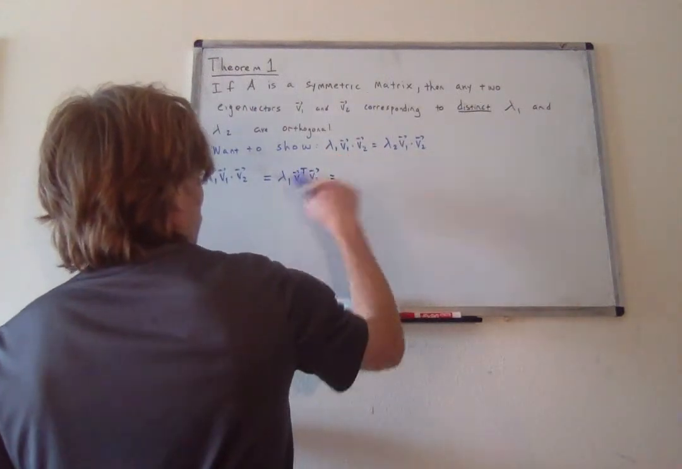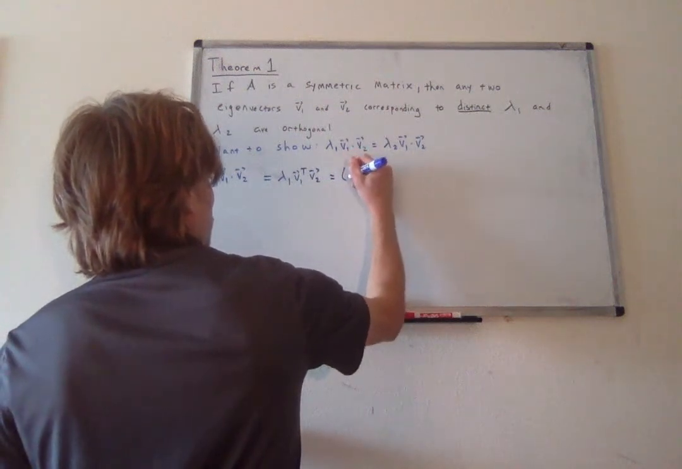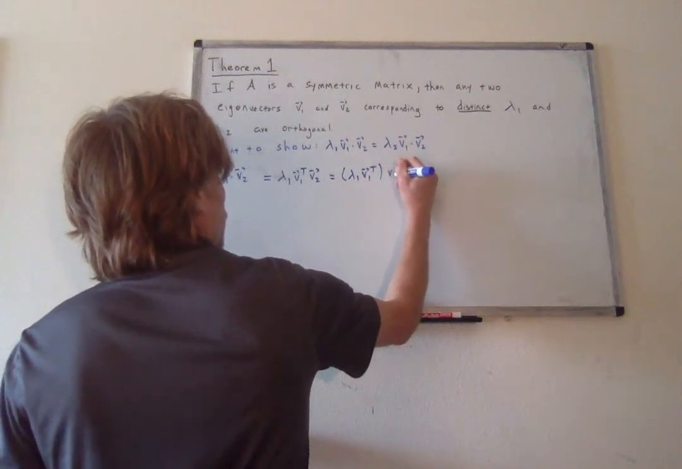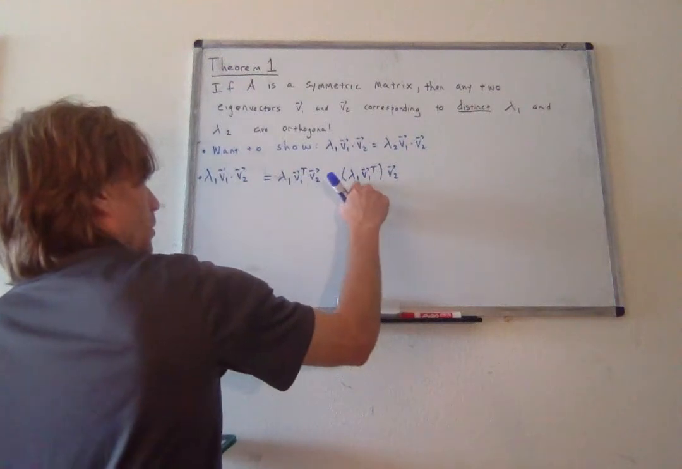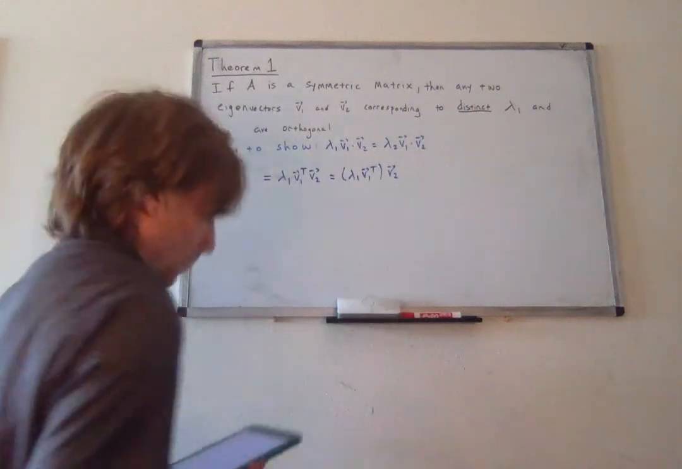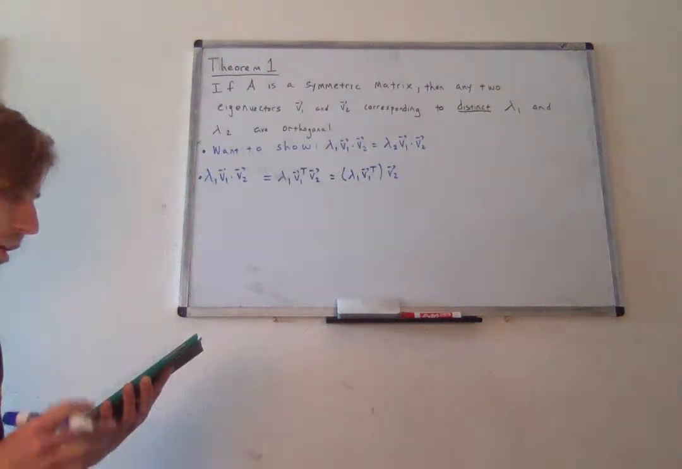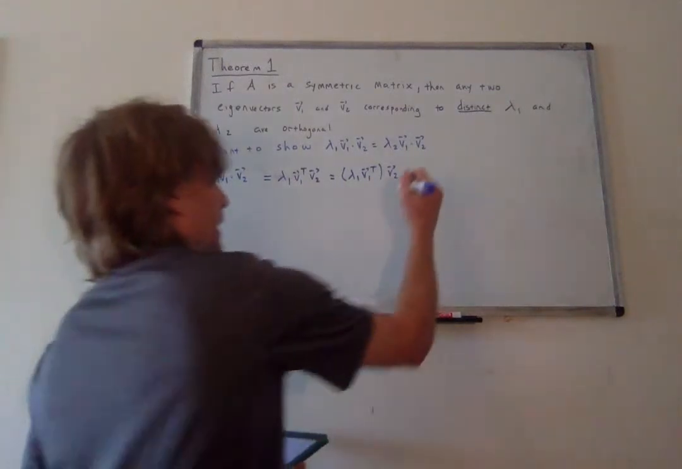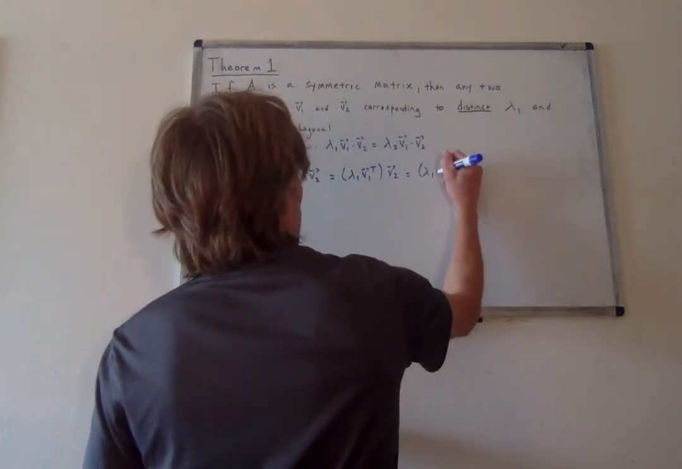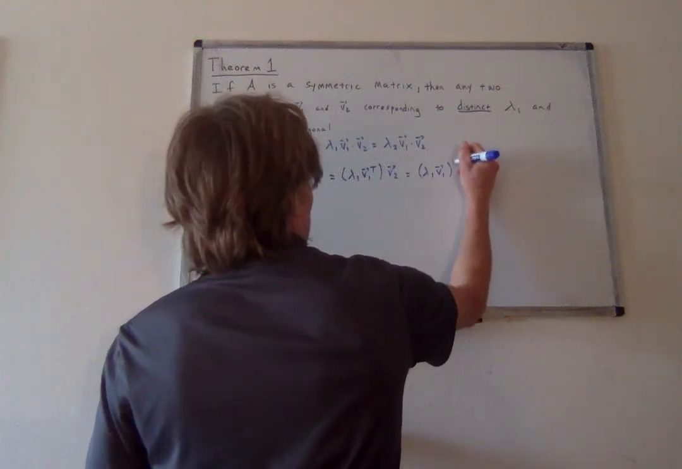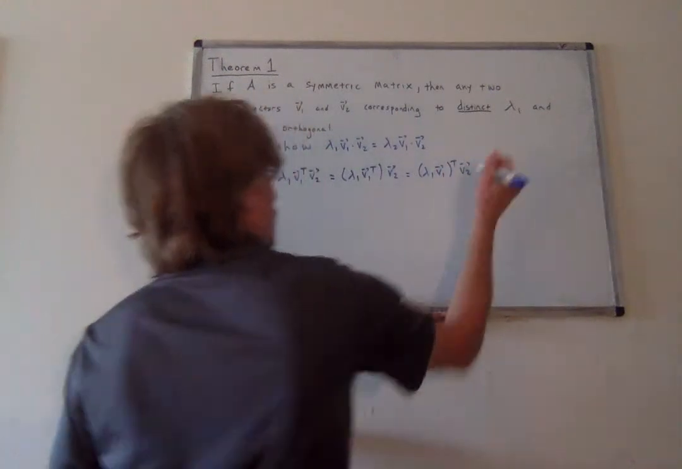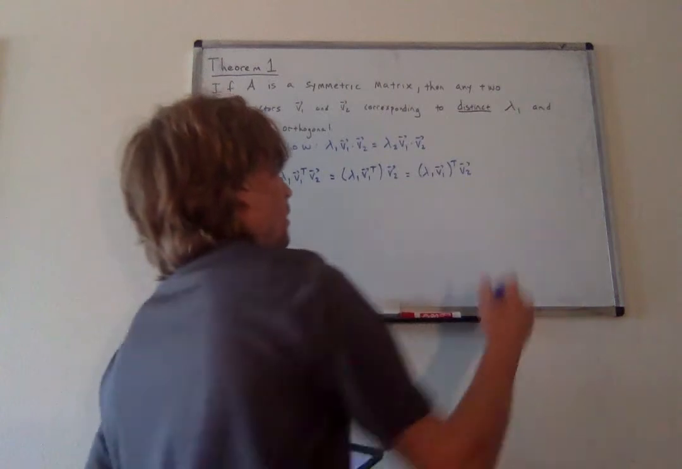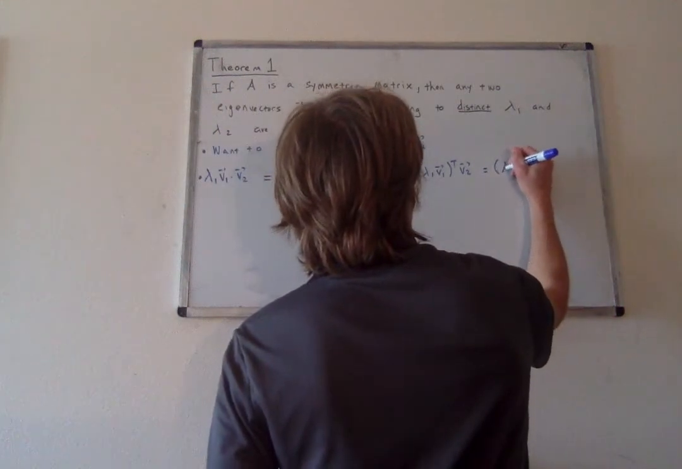Then, given that lambda 1 is just a constant, this is equal to lambda 1 v1 transpose times v2. But remember, since lambda 1 is an eigenvalue of A and just a constant, I can actually bring this transpose out like this. So this is lambda 1 times v1 quantity transpose, since the constant doesn't really affect anything. But now what I can do is replace lambda 1 v1 with the matrix A times v1.